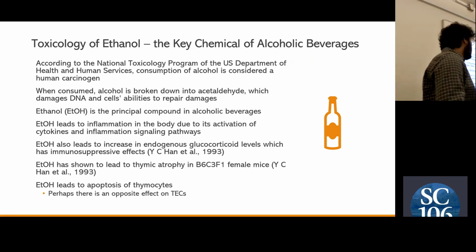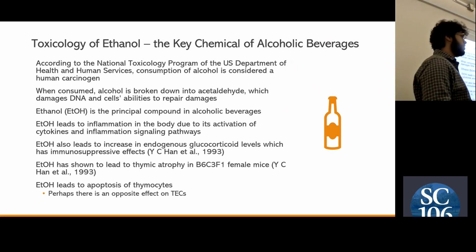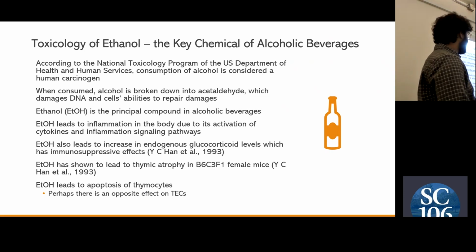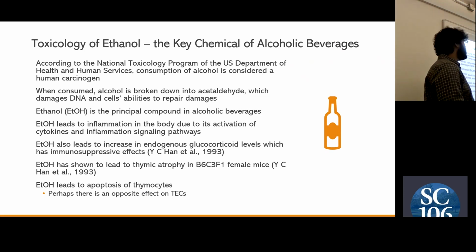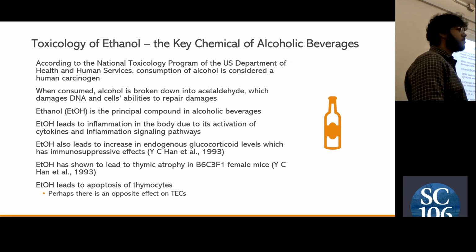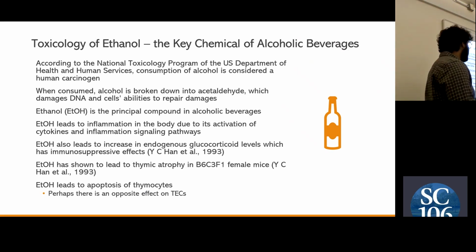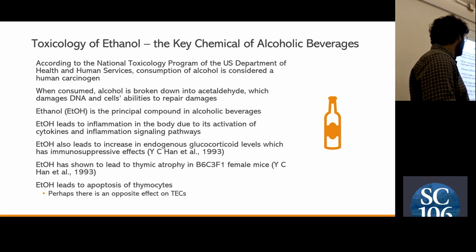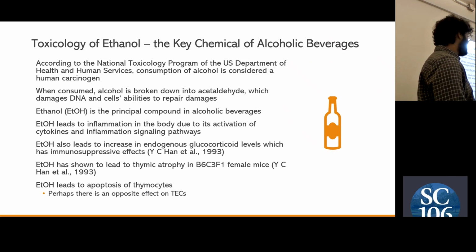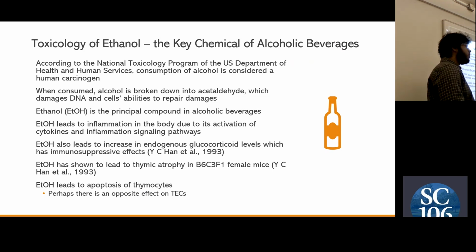The consumption of alcohol is a known human carcinogen. Its metabolite, acetaldehyde, damages DNA and cells' abilities to repair damage. Ethanol is the principal compound in an alcoholic beverage, and it leads to inflammation of the body through its activation of cytokines and the inflammatory signaling pathways. Ethanol also leads to an increase in endogenous glucocorticoid levels, which have immunosuppressive effects.